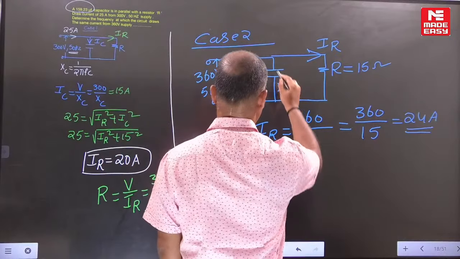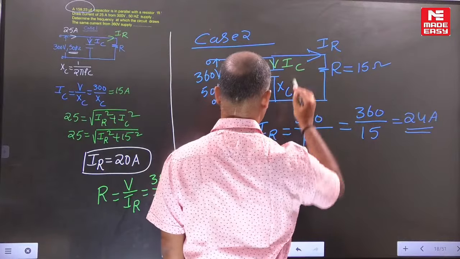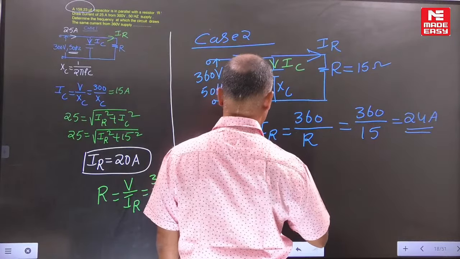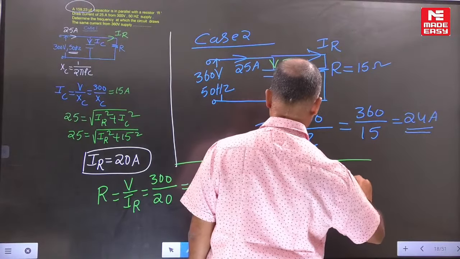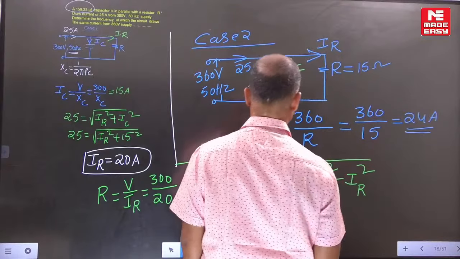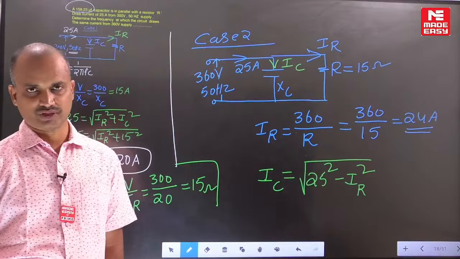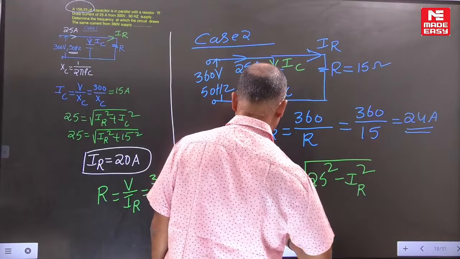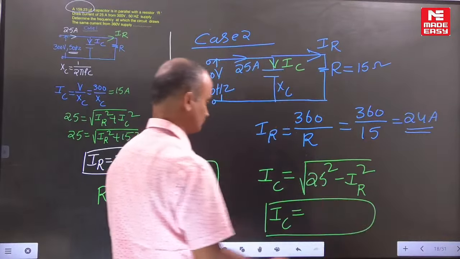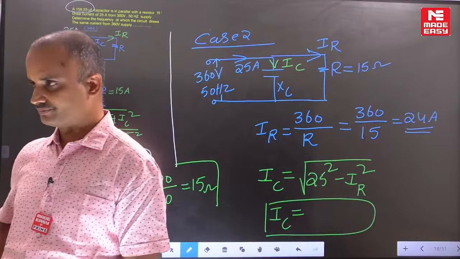Now can you find out the IC value? Simply, we can write IC equal to the square root of 25 square minus IR square. Now corresponding to case 2, we are finding the IC value. Can you find out the IC value? Answers.